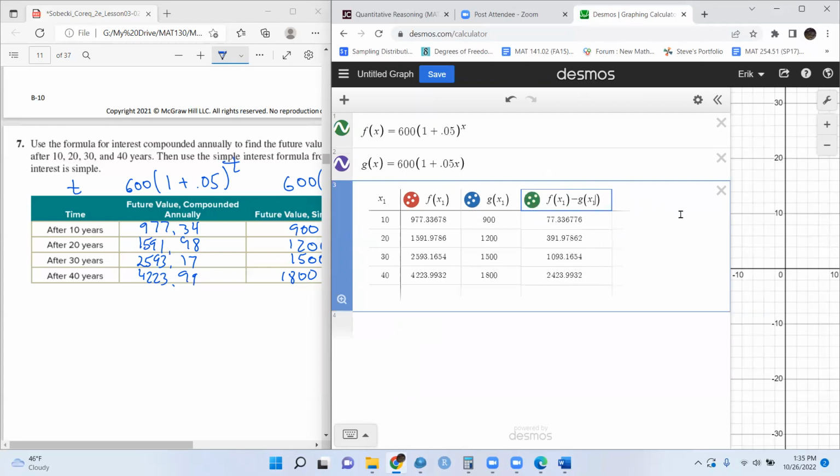So I'm just typing in here f of x1 minus g of x1. It's just subtracting these two numbers. And look at that. The amount of extra interest we're earning over time is getting bigger and bigger and bigger, which should make a lot of sense, right?